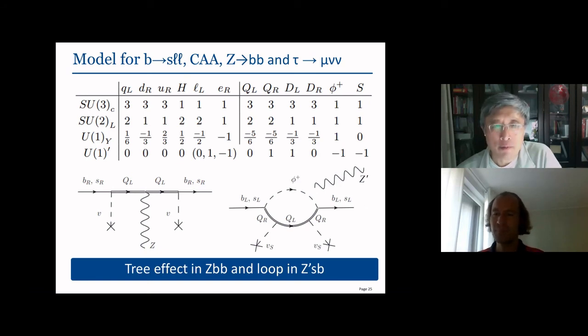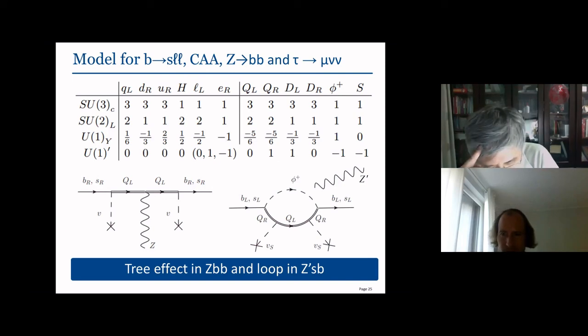But also about top charm. I don't know if people looked at Higgs to top charm for arbitrary masses of the resonance. I think that's a good topic. So far, I don't think so, but this may be interesting.